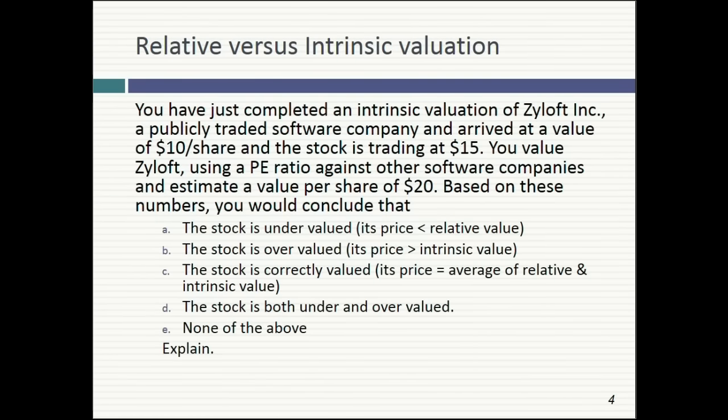So let's keep working on Zyloft, this software company. Let's assume that you've done a DCF valuation and come up with $10 per share. The stock is trading at 15, so based on your DCF, it looks overvalued. But let's say you do the pricing honestly, and you come up with a price of 20. So I have one price: the stock is actually trading at 15. Your intrinsic valuation says it should be valued at 10. But when you use PE ratios, EV to EBITDA, or some other pricing, you come up with a conclusion that it should really be priced at 20.